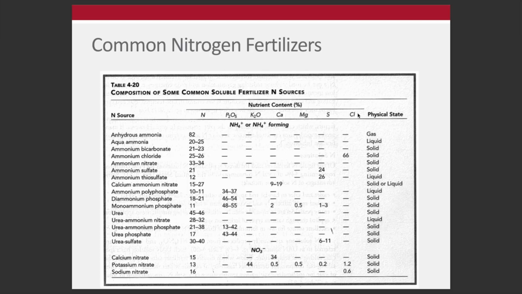There are lots of different nitrogen fertilizers out there, depending on the purpose and the manufacturer. This is a table from that Havlin textbook. You can see that some of them have nothing but nitrogen, and plenty of others are mixed grades that have phosphorus or potassium or calcium or magnesium, etc.